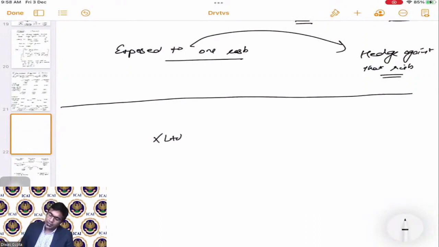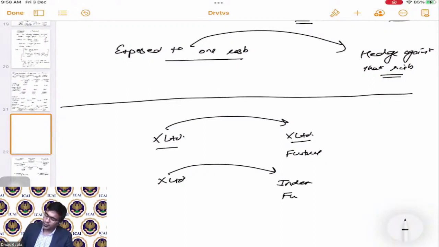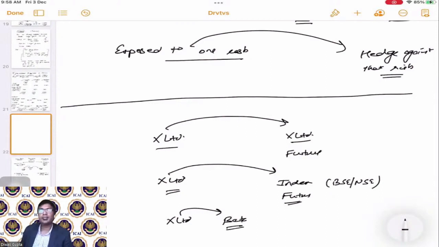Now, in this case, we have done the hedging of X Limited with X Limited's future. Correct. Can we do X Limited hedging with index futures? Yes. Why? X Limited is related to an index. Index is, let's say, BSE, NSE, with beta. Correct. This we will study in the next session.